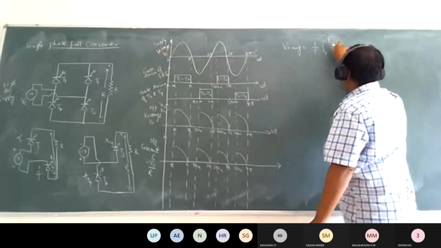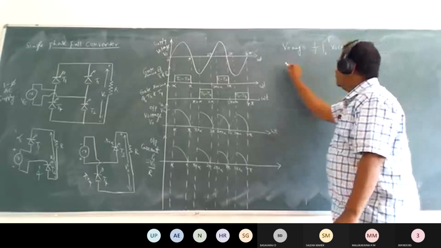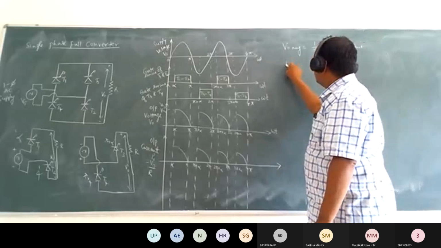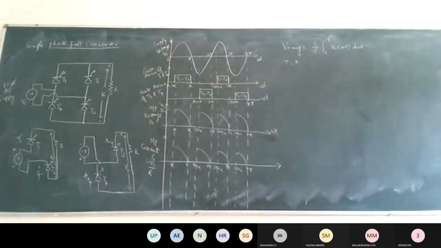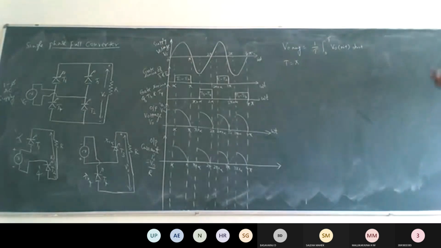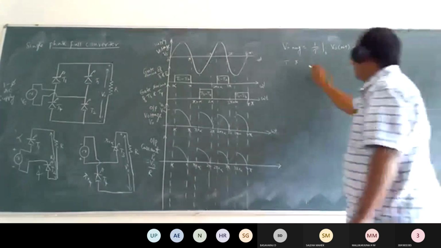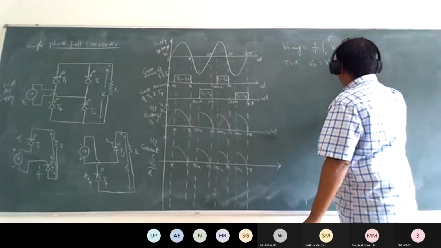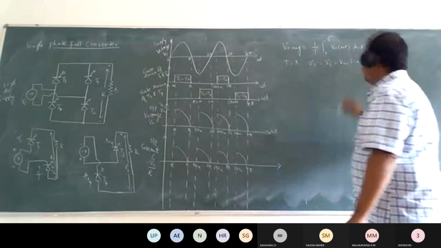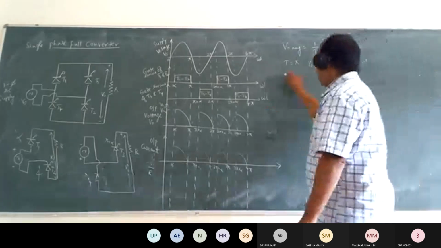V naught average is 1 by T integral from 0 to T of V naught of omega t d omega t, right? Here I just consider this T as only one cycle, because in the positive half cycle we are getting the same magnitude as in the negative half cycle. Whatever the V naught we are considering, V naught is equal to Vs, which is Vm sine of omega t. We are applying a sinusoidal waveform for that, right?